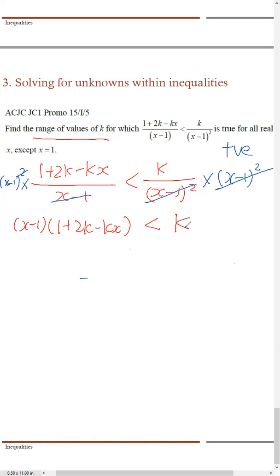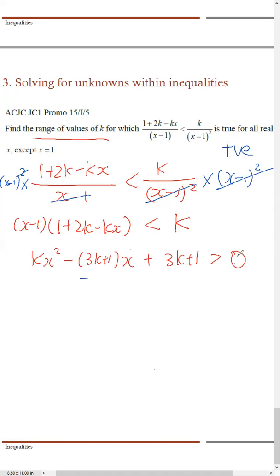Okay, same thing, I'm going to shift everything to the left hand side. So I'm going to expand and shift everything to the left hand side. I'm going to get kx squared minus (3k plus 1)x plus (3k plus 1) more than 0. Okay, so we want to actually solve for the k value. How can we do that?